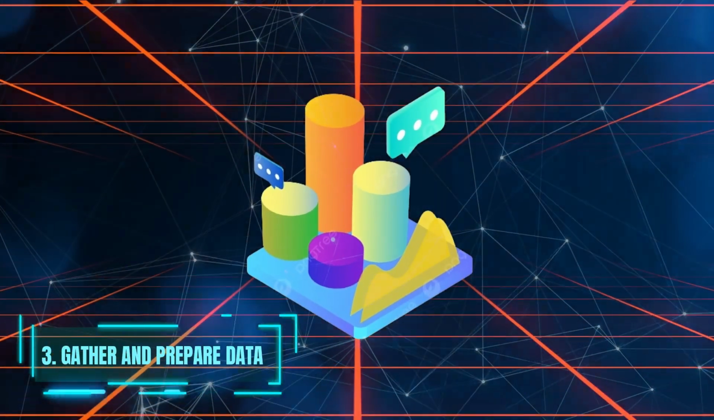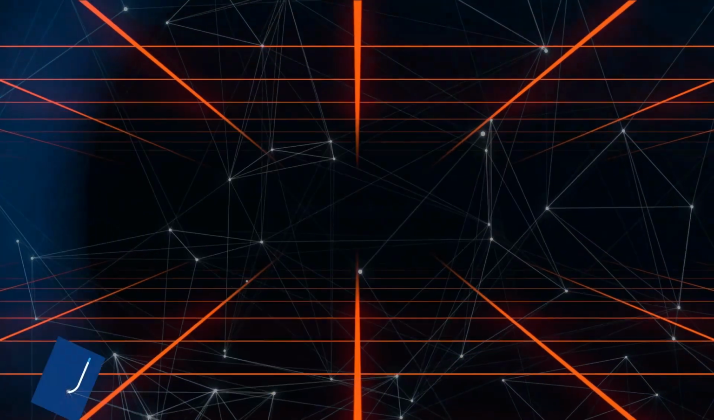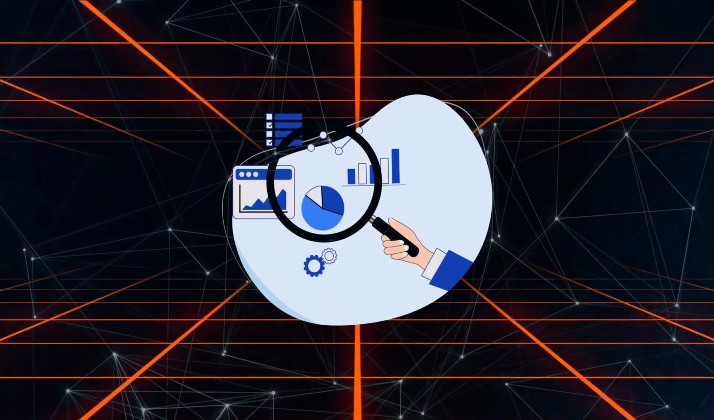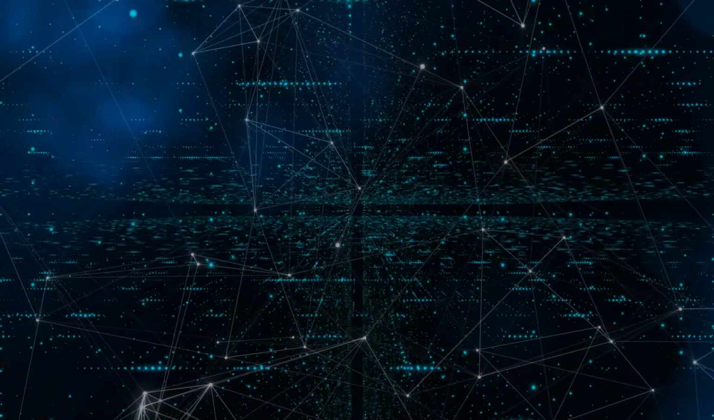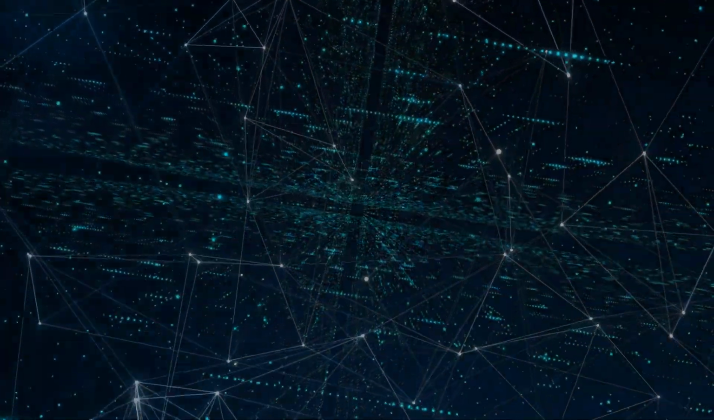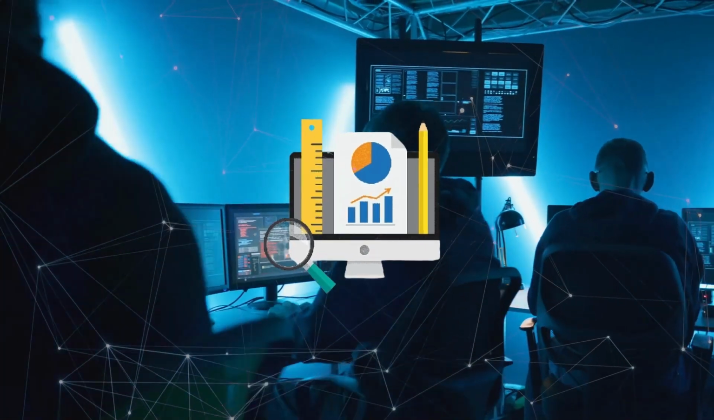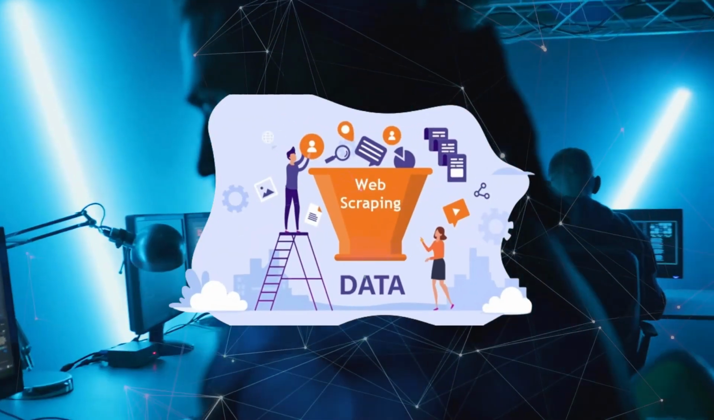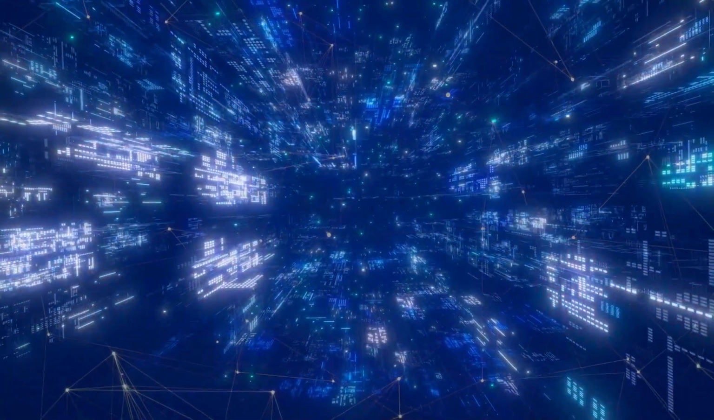3. Gather and prepare data. Data is the backbone of any AI model. High-quality data leads to better models. Here's how to go about it. A. Collect data. Identify and collect the data relevant to your problem. This can come from various sources such as databases, APIs, or even web scraping. Ensure you have enough data to train and validate your model effectively.